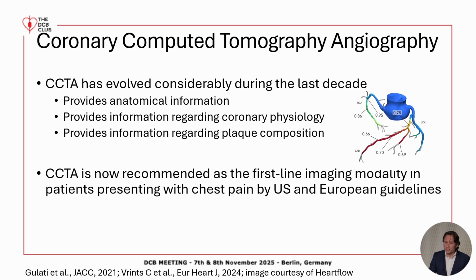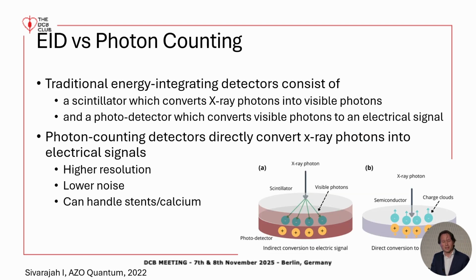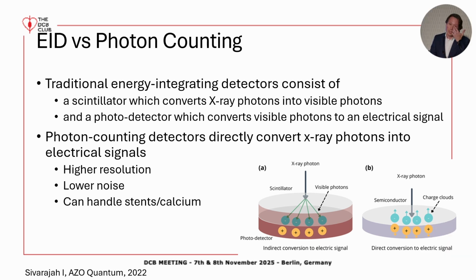And it's also now recommended as the first-line imaging modality in patients presenting with chest pain by US and European guidelines. For CT, a development that is extremely promising, of course, is photon counting, because the limitation of the CT is that it is very specific, very sensitive, so it's very good to rule out coronary artery disease. But once you have coronary artery disease, it tends to overestimate its severity, and that can cause a lot of false positives that end up in our CAD lab, and then we see these patients, and we've done a CAD. We could also maybe have not done a CAD and saved the patient the invasive procedure.